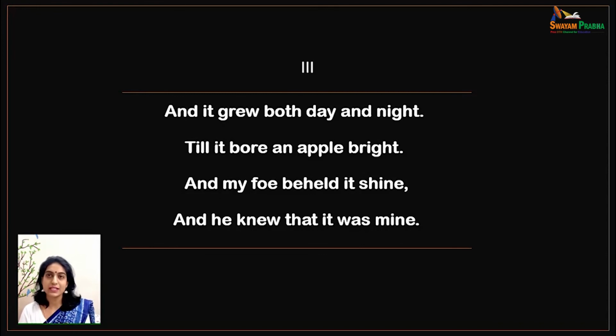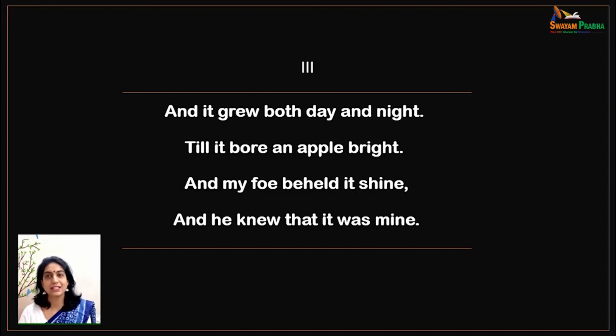He also says that the shine of the fruit was seen by the foe, that is the enemy, who knew that the apple belonged to the narrator. Thus here the narrator furthers the allegory of the plant with the increasing wrath, and now the plant has a fruit on it, and the fruit has a shine that attracts the enemy's attention and generates temptation in him.